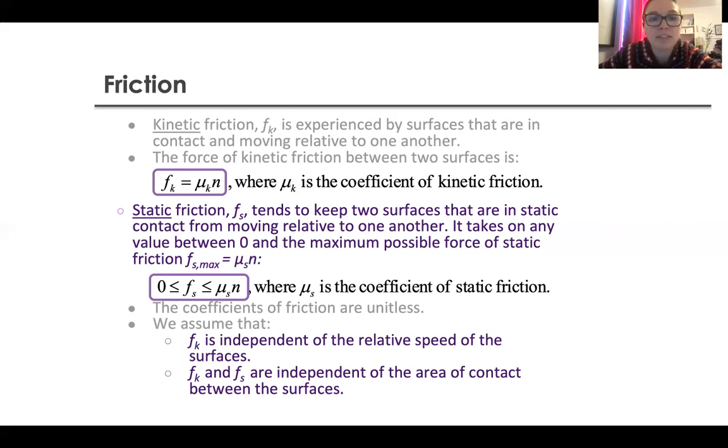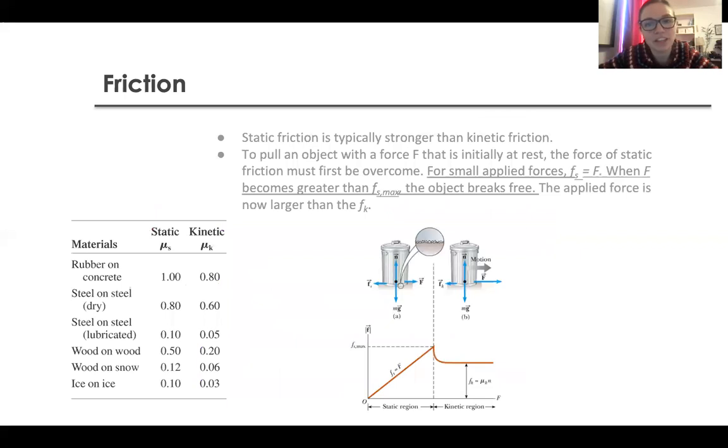For the static friction, if it's stationary, the value of static friction can be anywhere between 0 and the coefficient of static friction times the normal force. And of course, we're assuming some things. Fk is independent of the relative speed of the surface. That's an assumption. It's not exactly true, but it's an assumption that we make. We also assume that Fk and Fs are independent of the area of contact, so the surface area doesn't affect the coefficient of friction. That's also a bit of a simplification, but all good.